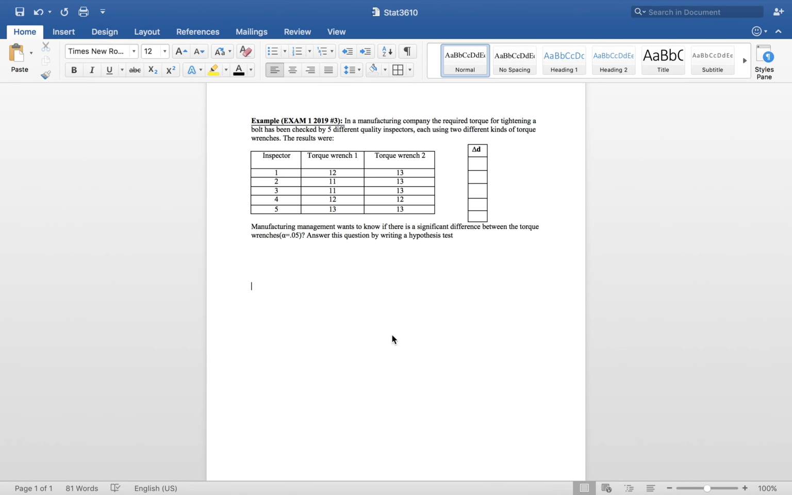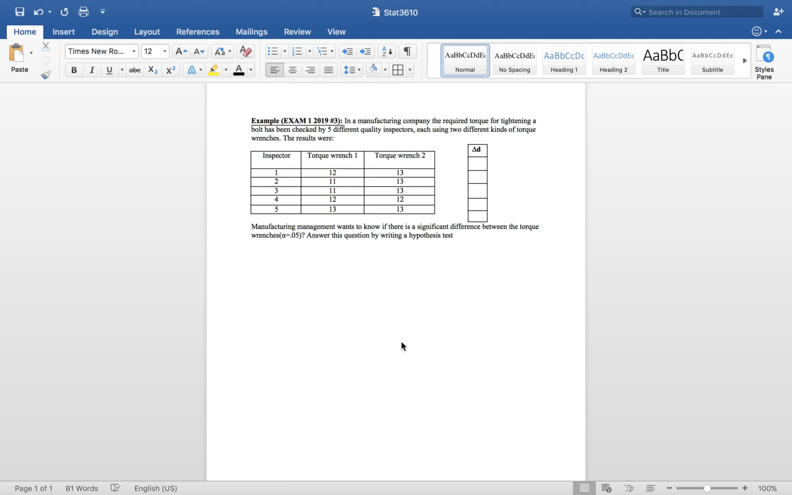So today we're going to be looking at this problem. In a manufacturing company, the required torque for tightening a bolt has been checked by 5 different quality inspectors, each using 2 different kinds of torque wrenches. The results were as follows. Manufacturing management wants to know if there is a significant difference between the torque wrenches. Answer this question by writing a hypothesis test.